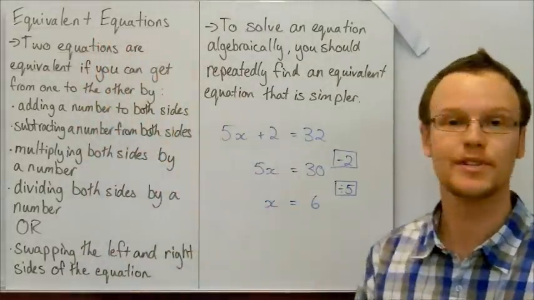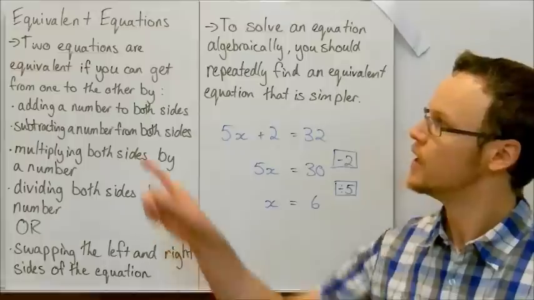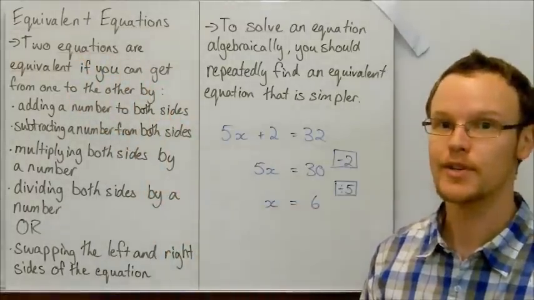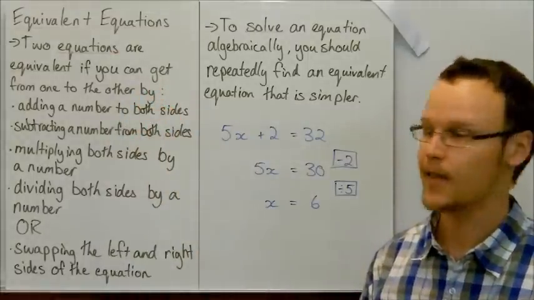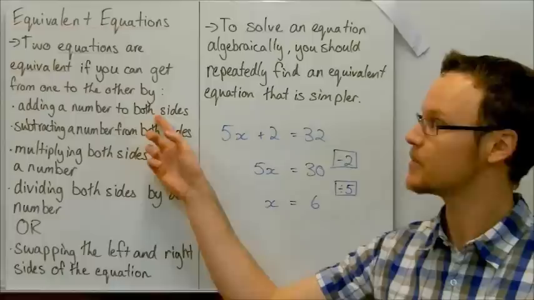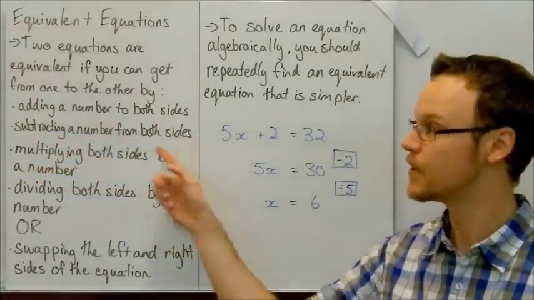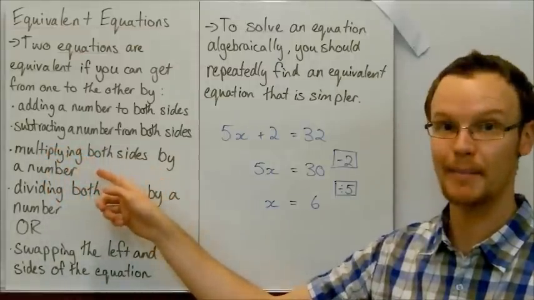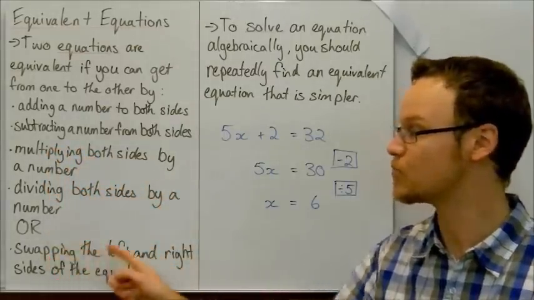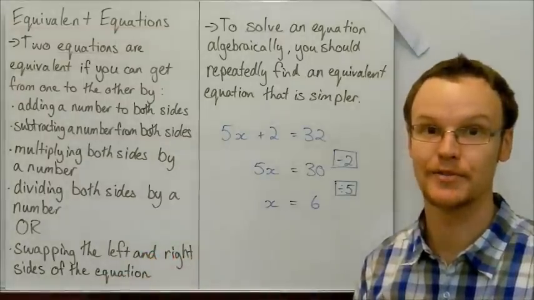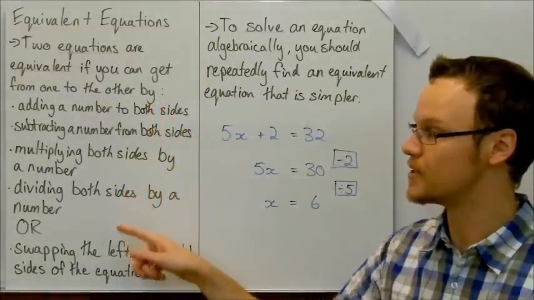Today we're going to look at equivalent equations and how we can solve equations as well. Two equations are equivalent, which means they will get the same answer, if you can get from one to the other by adding a number to both sides, subtracting a number from both sides, multiplying both sides by a number, dividing both sides by a number, or swapping the left and right sides of the equation. Note we're doing the same thing to both sides in all cases.